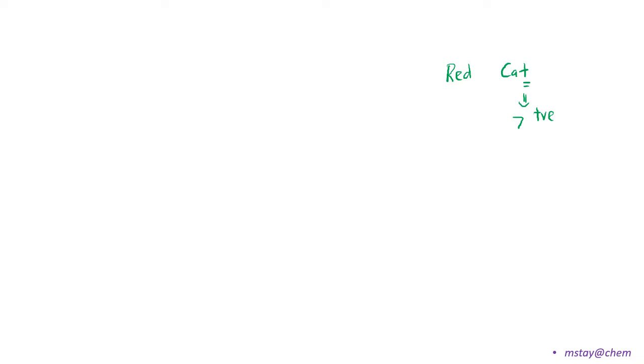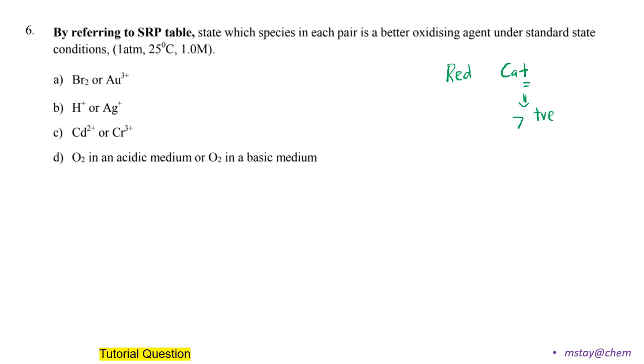So by using this idea, let's answer tutorial question number 6. By referring to the SRP table, SRP stands for Standard Reduction Potential table, which you can find at the front or the back of your tutorial book, there is a list showing the half equations in the reduction form with the electrode potential. State which species in each pair is a better oxidizing agent.